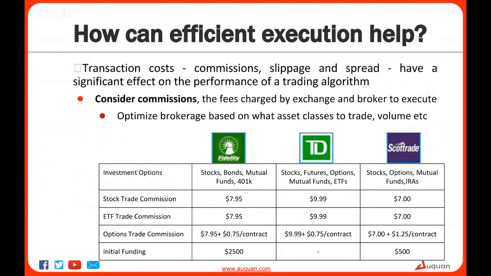In the figure below, we compare 3 different types of discount brokerages that are popular in the US. And as you can see, they all offer different fees for trading, but they also have different requirements. For example, initial funding, what kind of contracts they trade, and you can optimize your cost based on what you really want to trade.